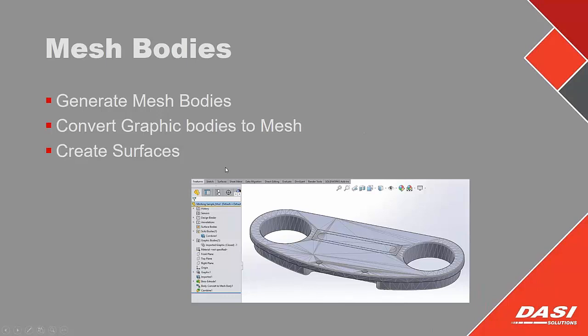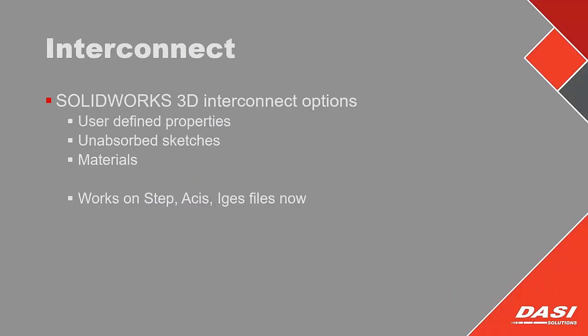So for SOLIDWORKS 2018, there were some improvements for SOLIDWORKS Interconnect. This is something we introduced last year in SOLIDWORKS 2017 as a beta. About mid-year, it did go full release, so it was available to everyone without having to enable the beta option. But what they changed this year is the ability to import user-defined properties and also grab unabsorbed sketches out of the 3D CAD file formats. Additionally, we can grab the material properties from there, and this also now works for STEP, ASCII, and IGES files.